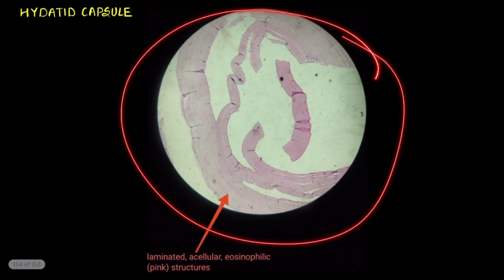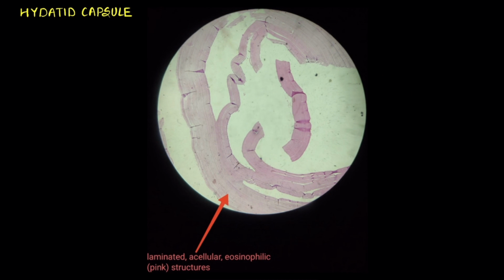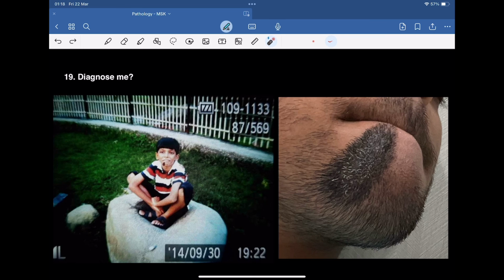So here's your microscopy, and what you are looking at right now is the ectocyst of hydatid cyst. That's why you can look at a structure which is laminated, acellular and eosinophilic. Laminated. So it's ectocyst of hydatid cyst.